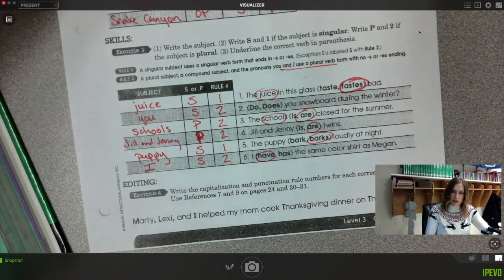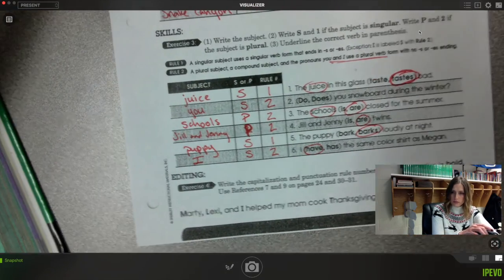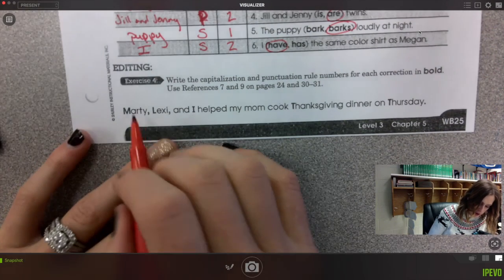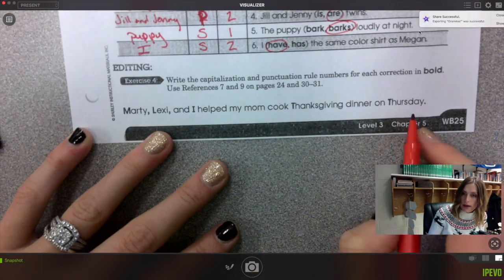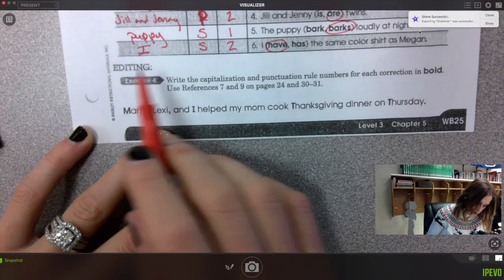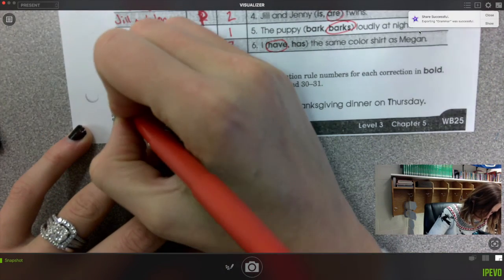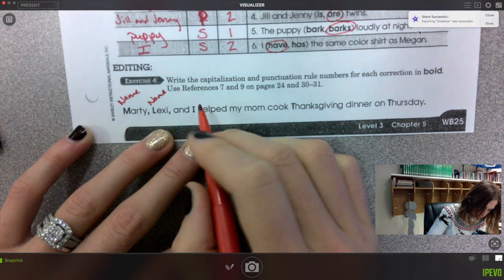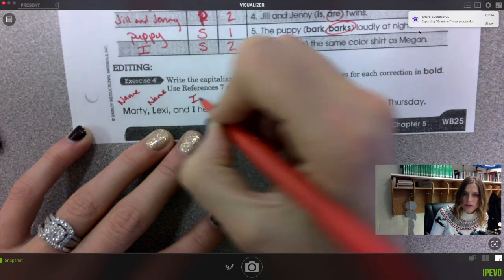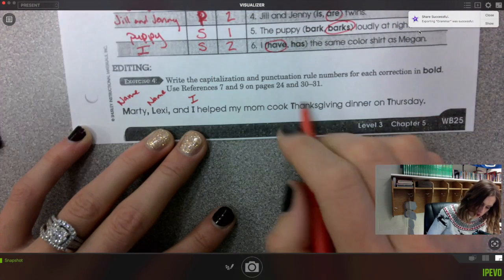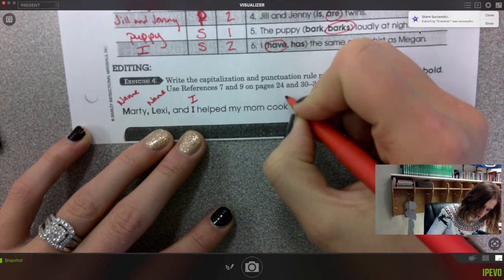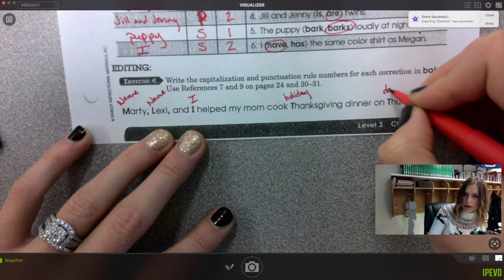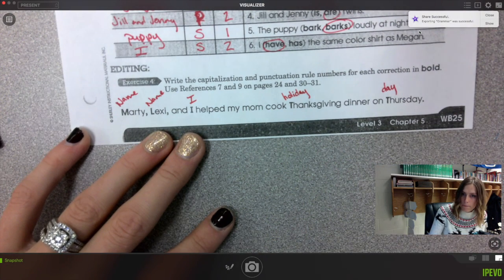At the bottom, look at your editing. We're going to write the rules here. So Marty, Lexi, and I helped my mom cook Thanksgiving dinner on Thursday. Why is Marty capitalized? Well, it's a name. Same with Lexi. And then I is always capitalized. You can just write an I above it. Thanksgiving. Holidays are capitalized. On Thursday. You can write day above it because days are always capitalized as well.